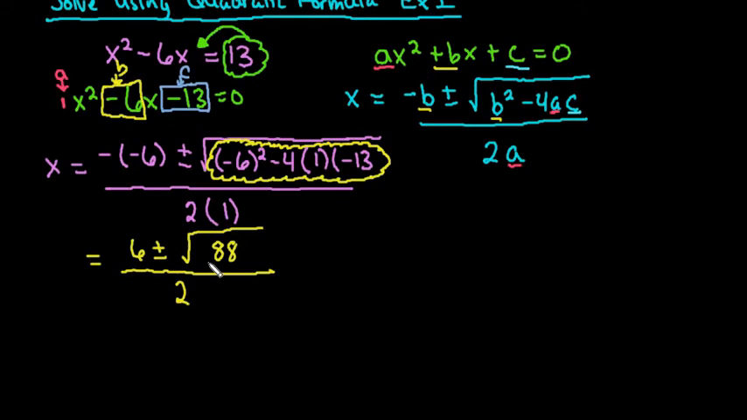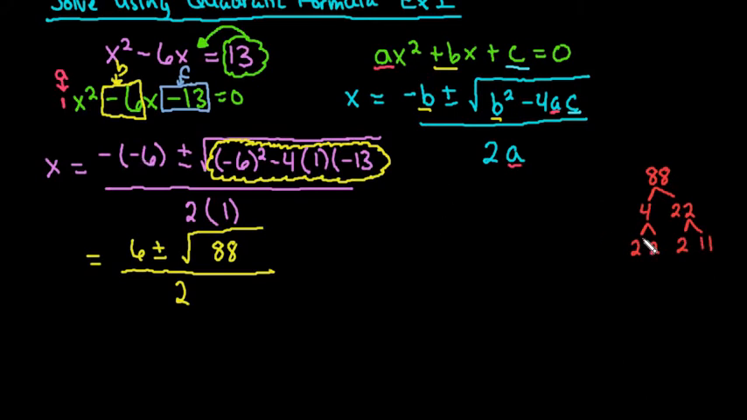Since 88 is not a perfect square, what we have to do is simplify this. Some people like to do a factor tree. So for example, I could break this down into 4 times 22. And then 4 breaks down into 2 times 2, and 22 breaks down into 2 times 11.